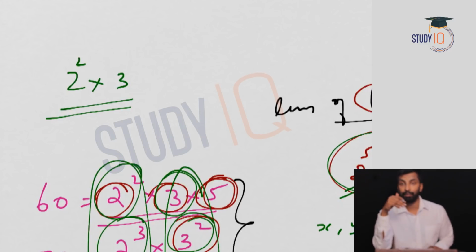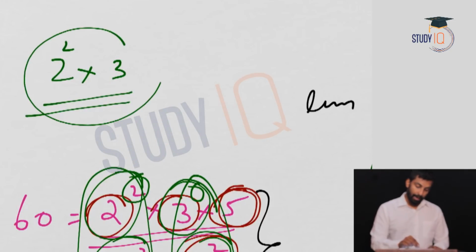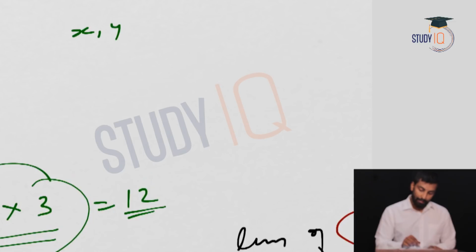In case of HCF, you will write only the common factors with the lowest power. So here the lowest power of 2 is 2, the lowest power of 3 is 1. So that's your answer, and your answer is 12. Then what is HCF? You need to find the HCF of x, y, z.